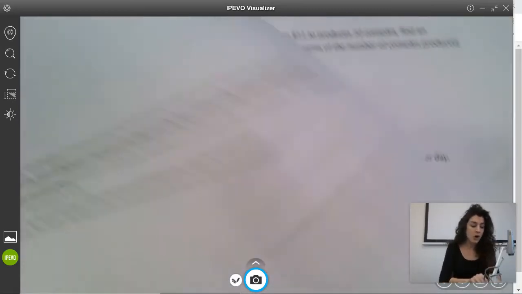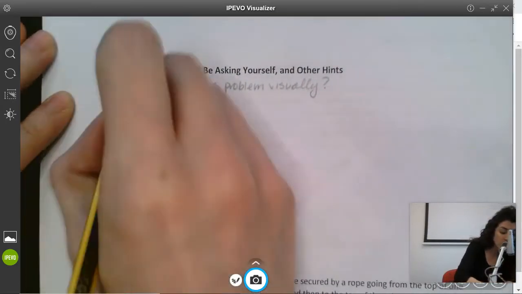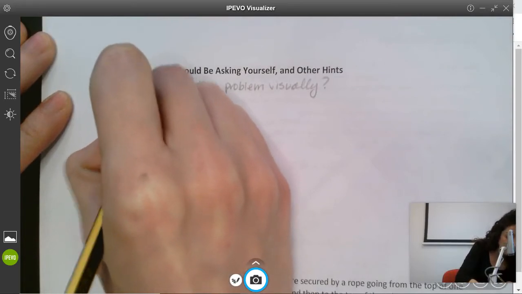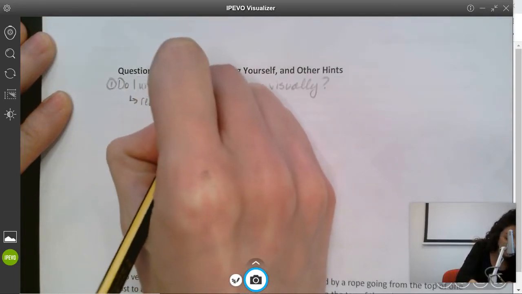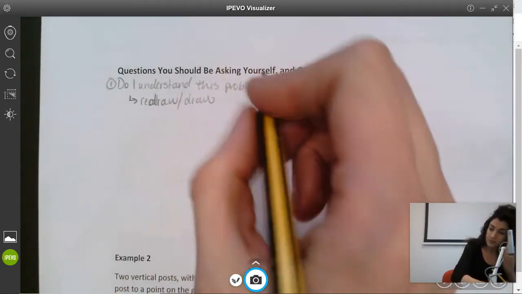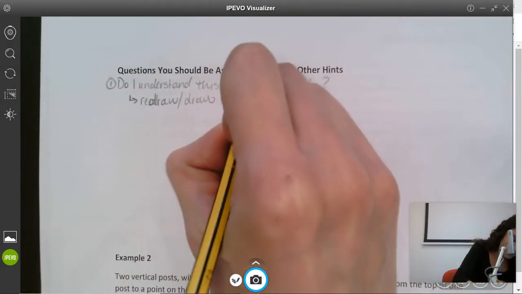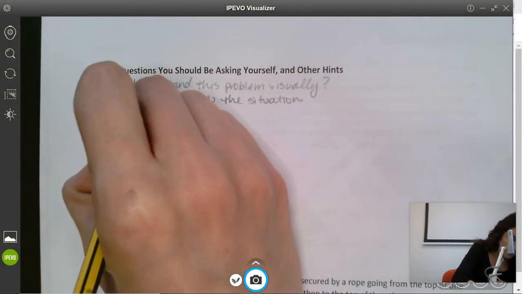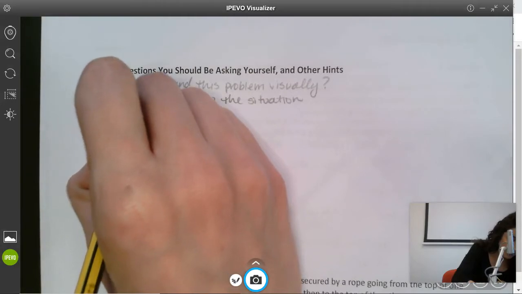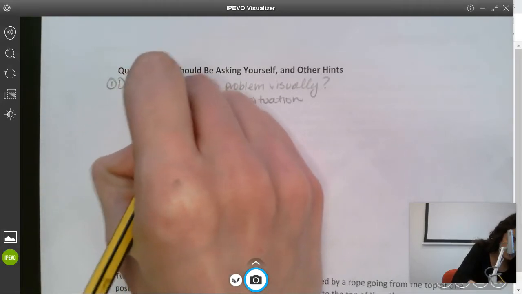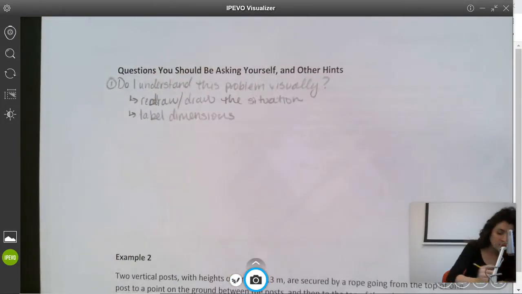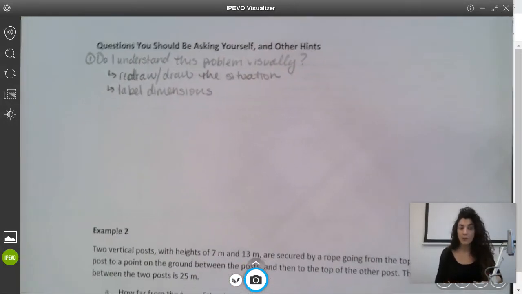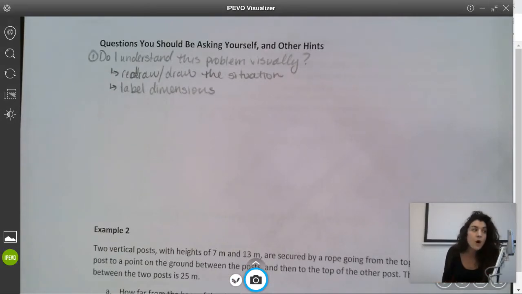So make sure that you are redrawing, even if they give you something, redraw the situation. Or just if they haven't, draw the situation. Label dimensions. Figure out where do these numbers go that were given to you in the problem? Where do they go in this diagram? How do they help you? What are the connections? Okay, next question.